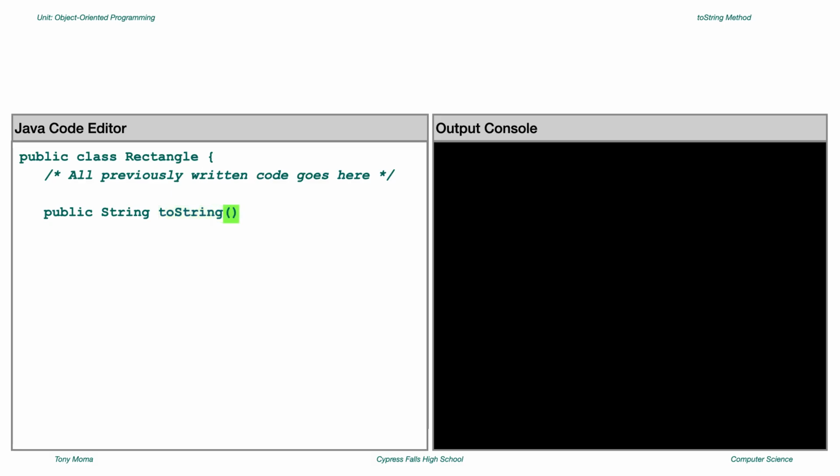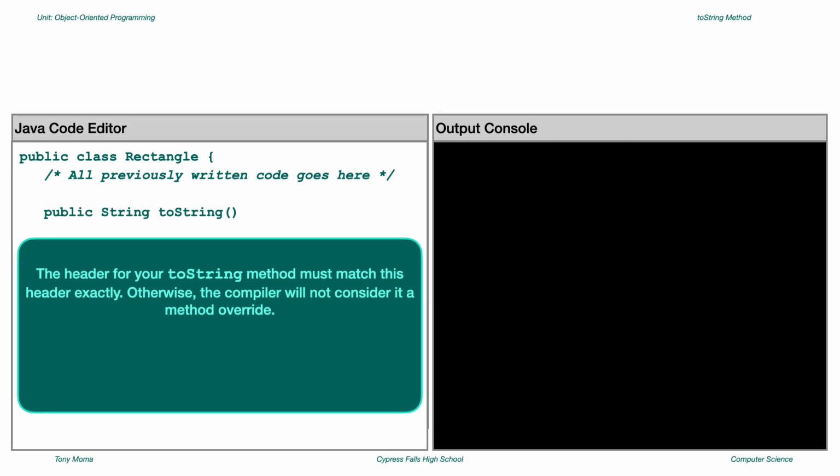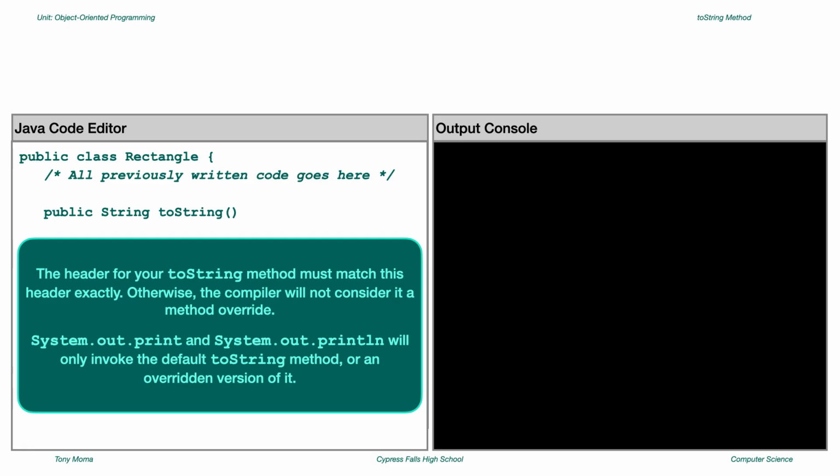Okay. When writing your toString method, the header must match this header exactly. Otherwise, the compiler will not consider this a method override. So even if you keep the name the same, but you only change the return type, or you keep the name the same, but you add a parameter, that's not a method override. That's creating a new method with the same name. And the problem with that is System.out.print and System.out.println only invoke either the default toString method or an overridden version of it. It's not going to invoke a new method, even if it has the same name as toString.